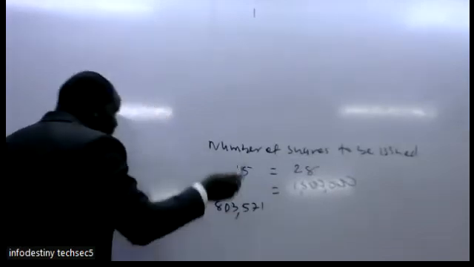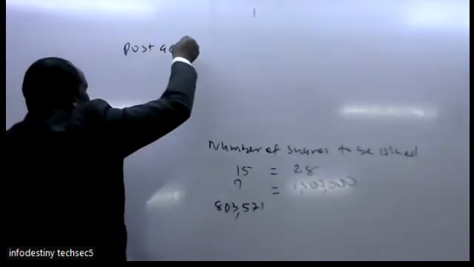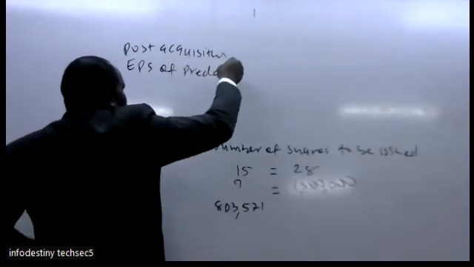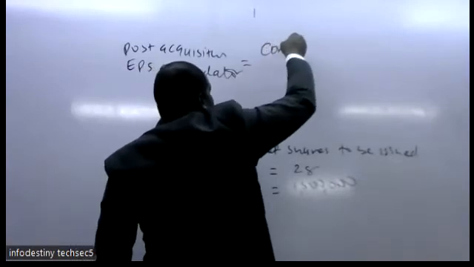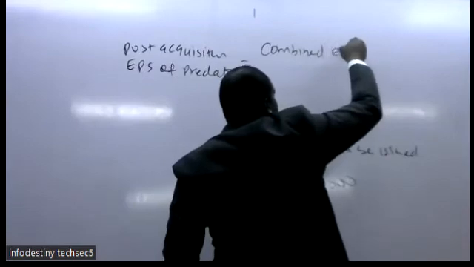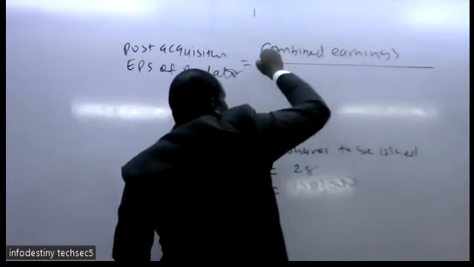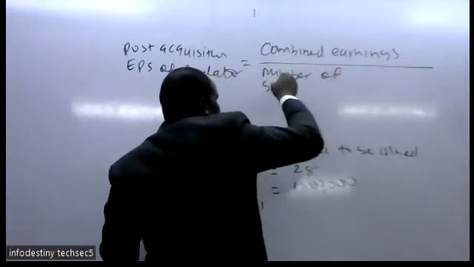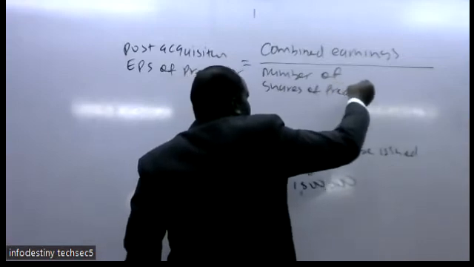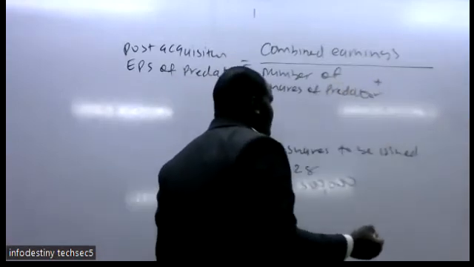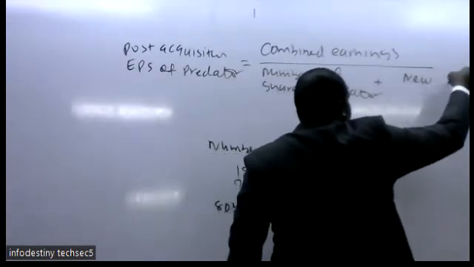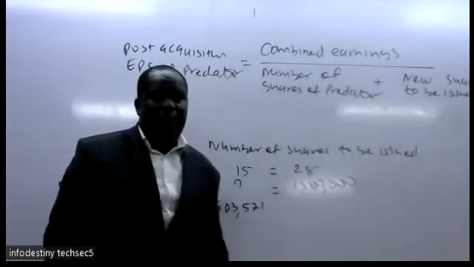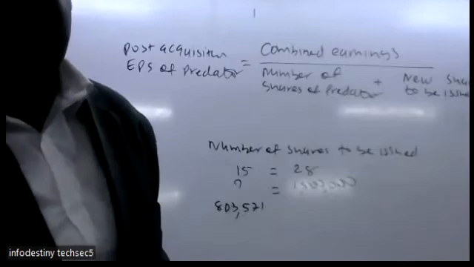So to calculate the earning per share of the predator, remember it is simply the combined earnings, then the number of the shares of the predator, because it is a share for share exchange. Then we add the new shares to be issued.